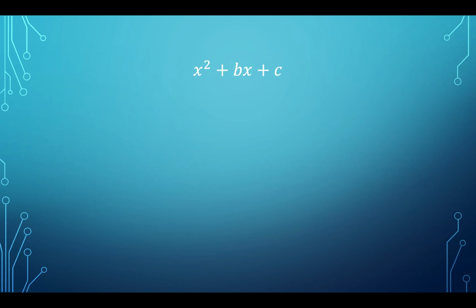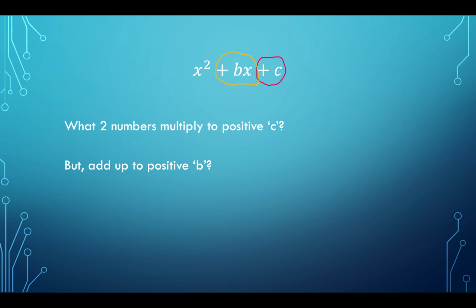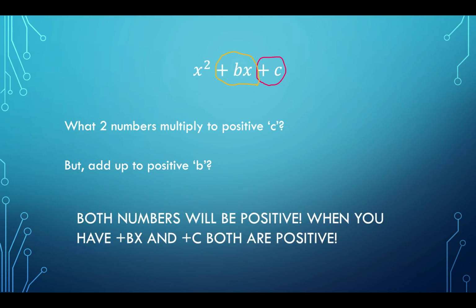So we have x squared plus bx plus c. Here we have positive c, and so we're asking what two numbers multiply to positive c but at the same time add up to positive b. When you have both of those numbers positive, both of those numbers inside the parentheses will also be positive. Because, right, there's no way to multiply a positive times a negative to get a positive. So whenever you have two positives right here, both numbers are positive.